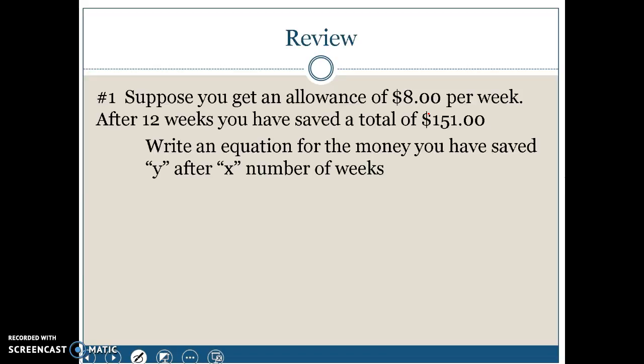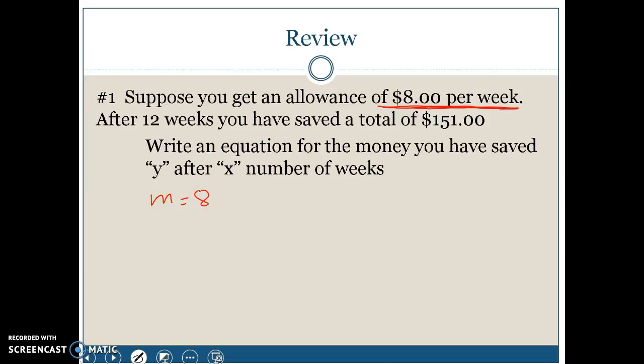Suppose you get an allowance of $8 per week. And after 12 weeks, you've saved a total of $151. We know that 8 times 12 isn't 151, so you must have had some money at the beginning. We're going to write an equation for the money we have saved after x number of weeks. One of the things they've given us is a change in the number of weeks. In other words, every week we get an extra $8. Hopefully we can recognize that that is the slope. They have given us that the slope is 8.